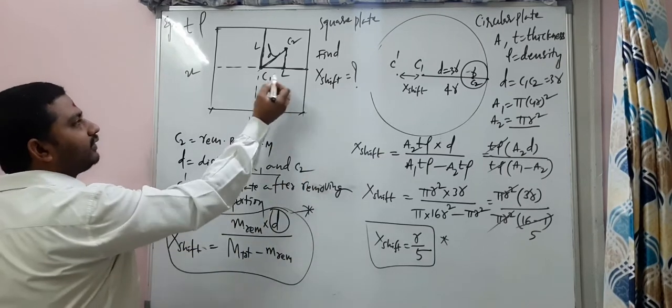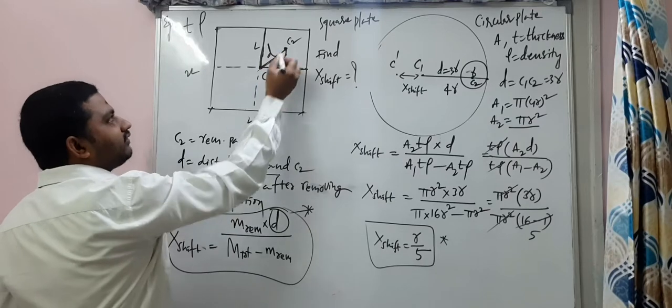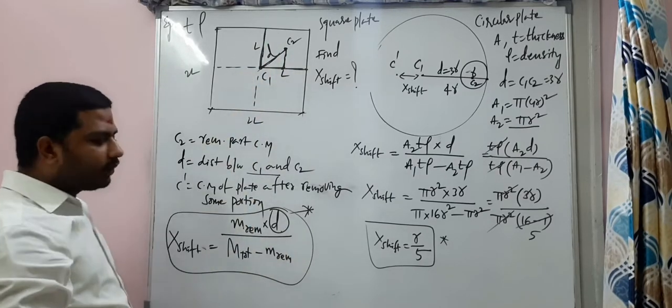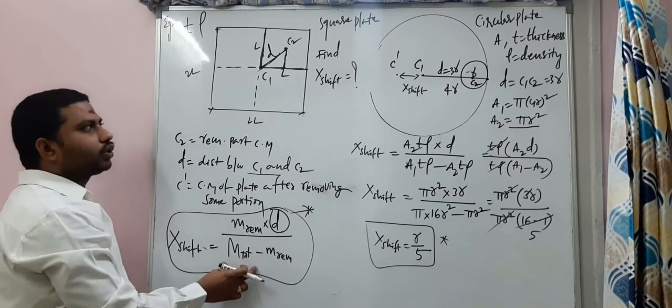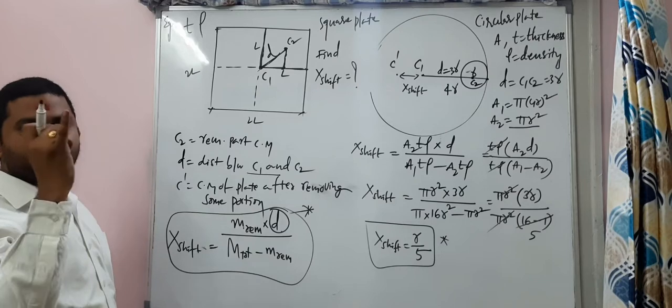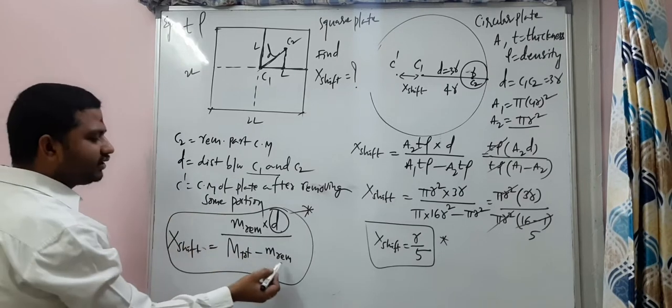So you have the C1, sorry, D value. Mass removed, you know the formula. Total mass formula, you know. Total mass formula is also the same: area of the total into thickness into density, and this mass removed.